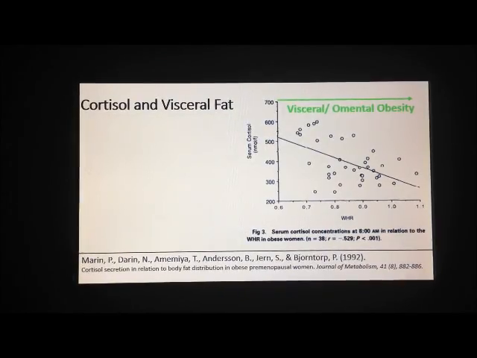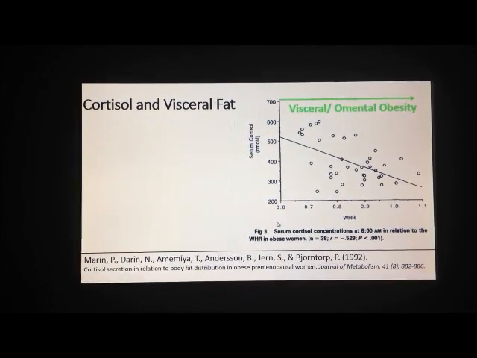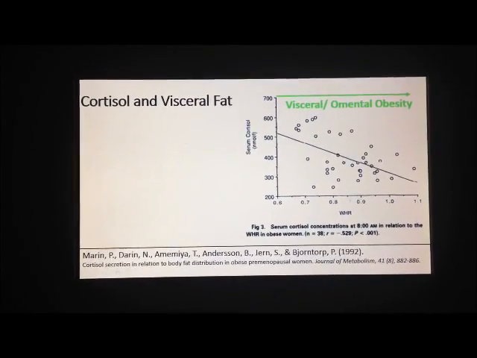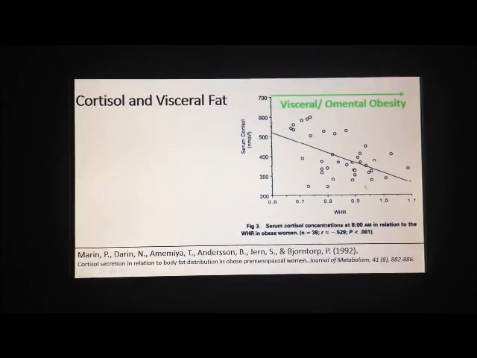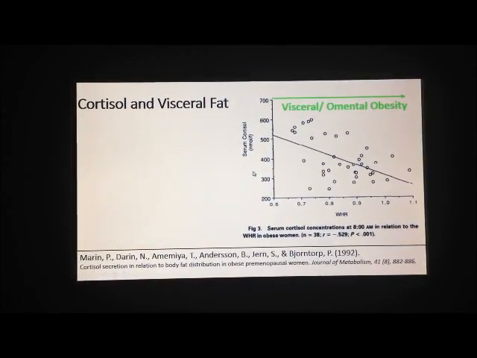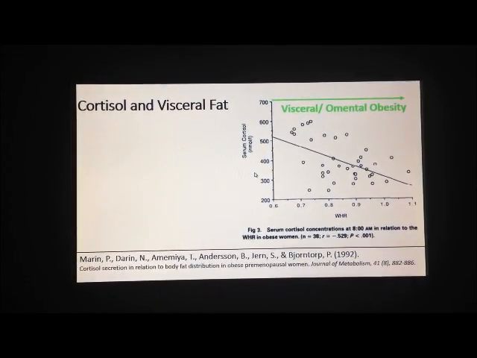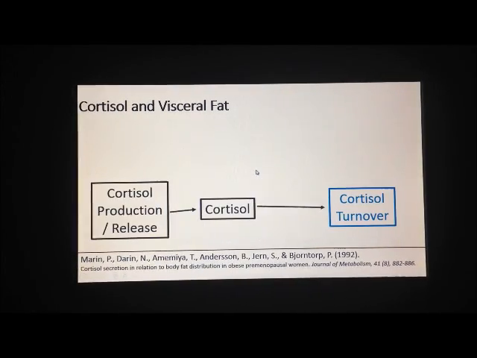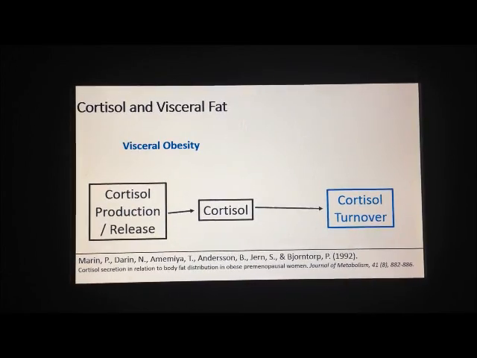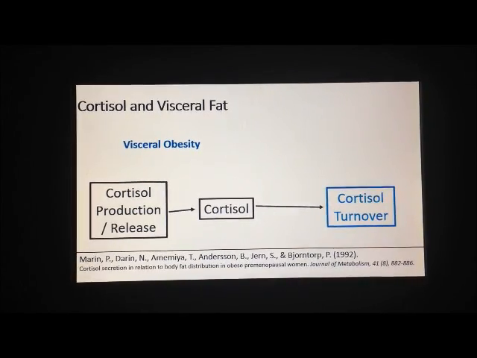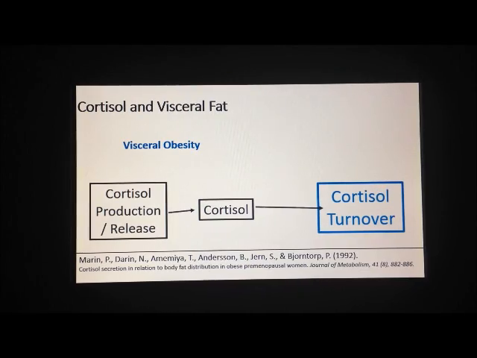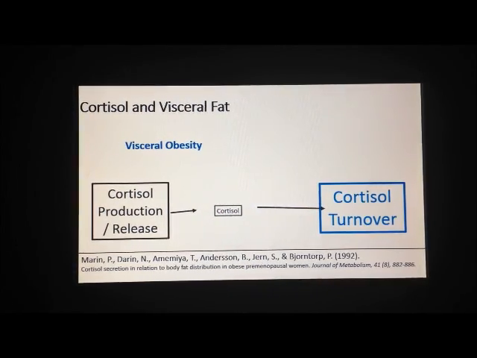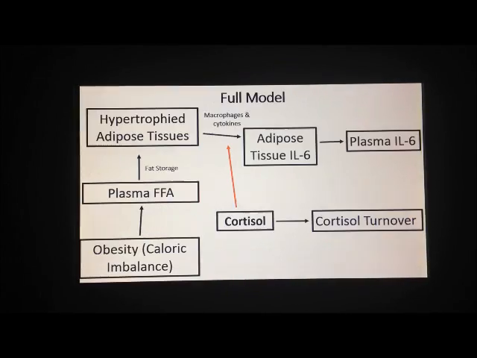We found another study by Marin and colleagues that looked at visceral and omental obesity, represented here on the x-axis by the waist-to-hip ratio, as well as the cortisol in the blood. They found that with greater levels of visceral and omental obesity, there's less cortisol in the blood. Therefore, going back to our model, with visceral obesity there's more cortisol turnover, as suggested by the previous authors as well, leading to decreased cortisol as the outflow is increasing for blood cortisol.